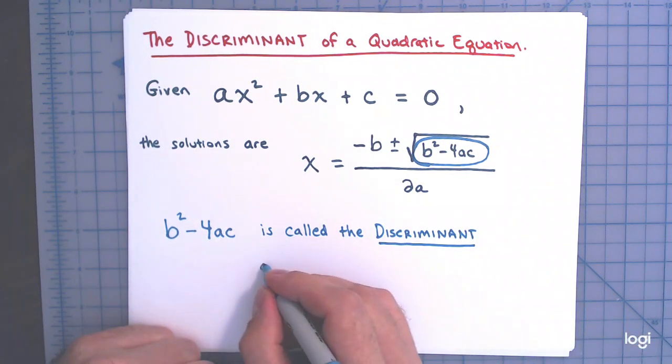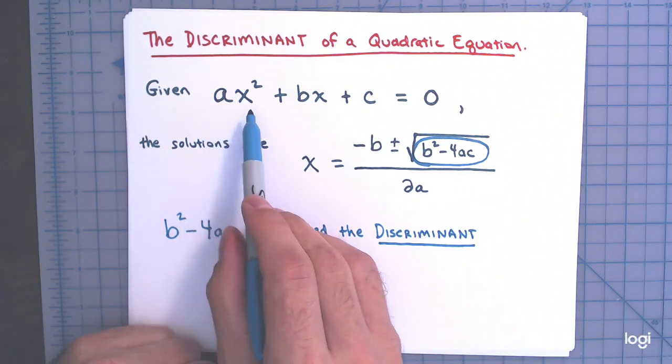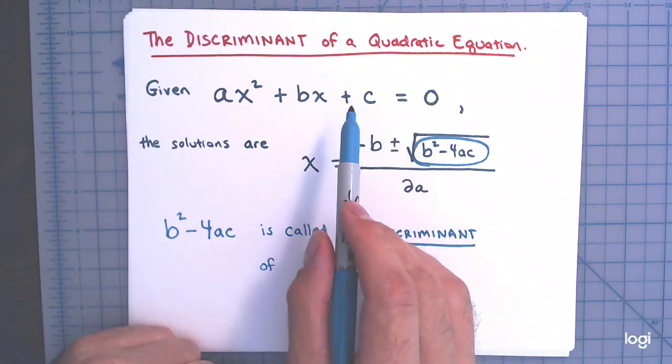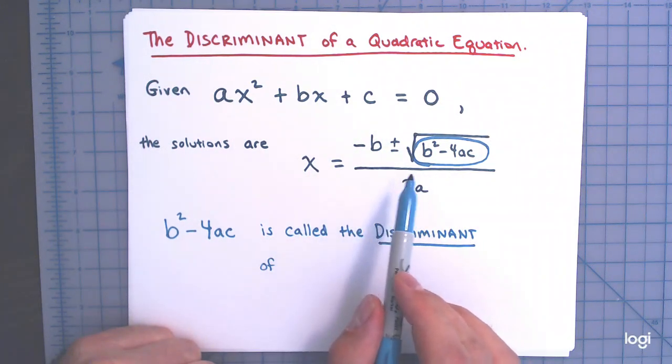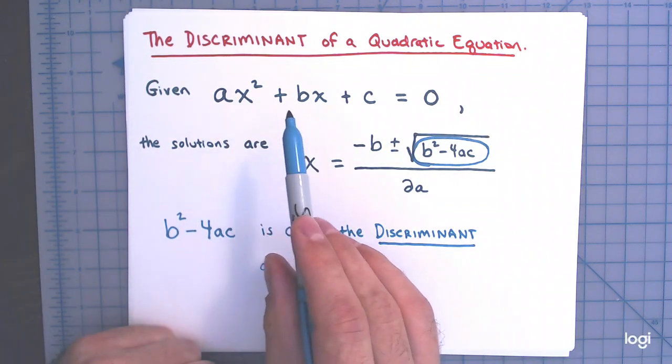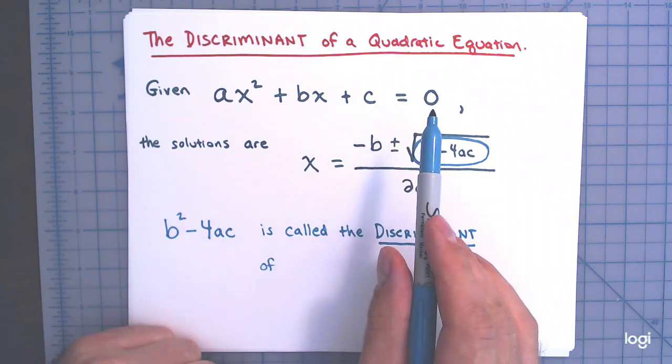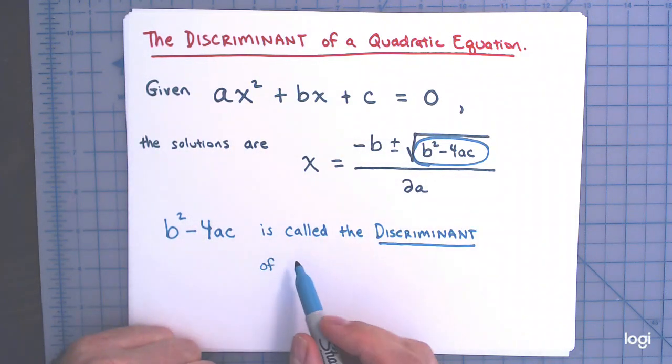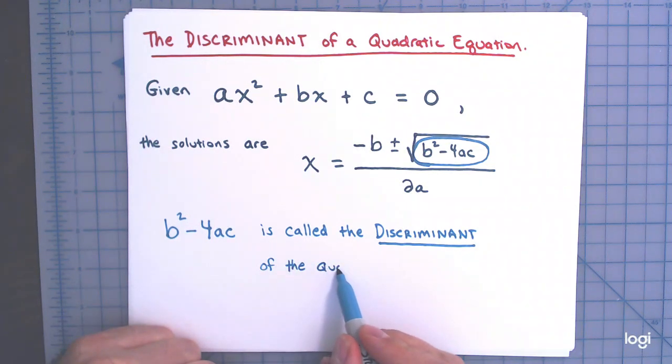of the quadratic equation. And notice it had to be in standard form. The only time you can use the quadratic formula is when the equation is in this form here, where everything's on one side, zero on the other. So it's called the discriminant of the quadratic equation.